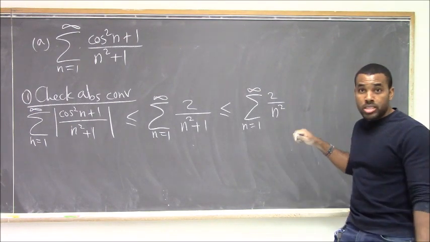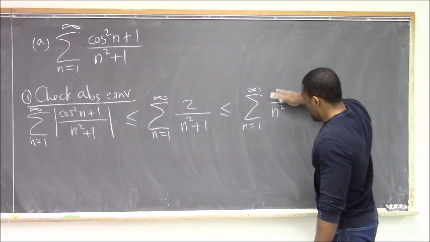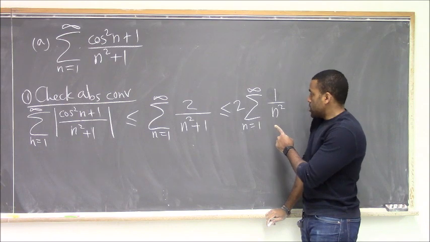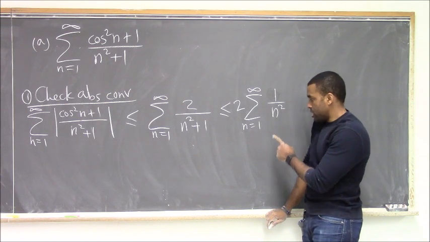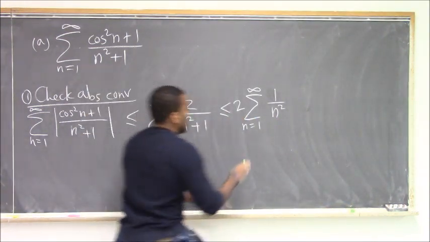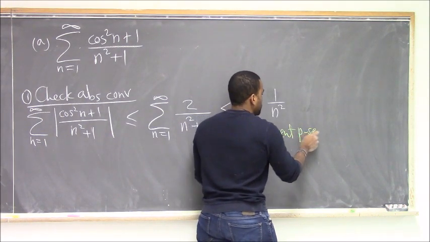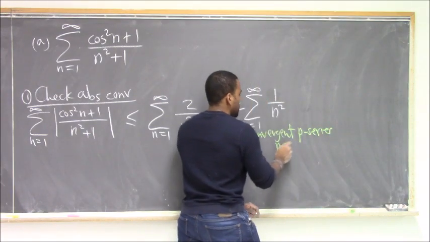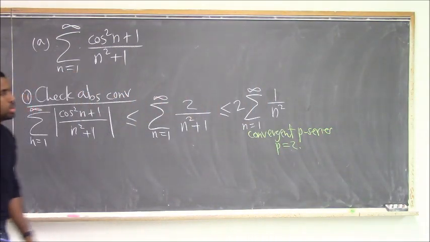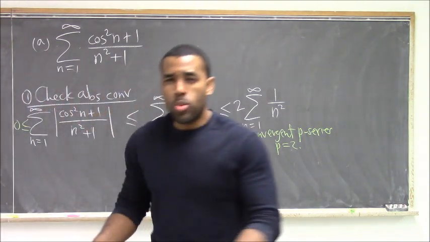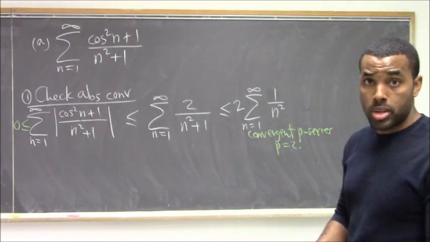Now what's nice about this is if I were to factor out a 2, that is a kind of series I know about. That is a p-series. So this here is a convergent p-series, p equals 2. Now, because we have absolute values around all the terms here, this is of course greater than or equal to 0. And so what you'll notice is we're in a situation for the comparison theorem here.